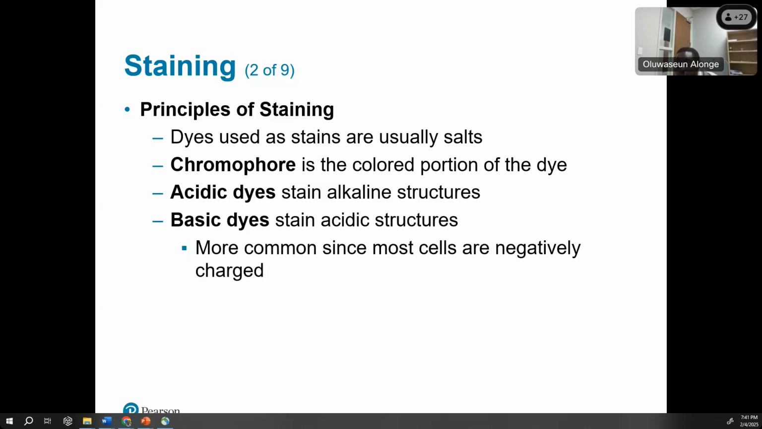So acidic stain or acidic dye will stain basic structure. And basic stain will stain acidic structure.